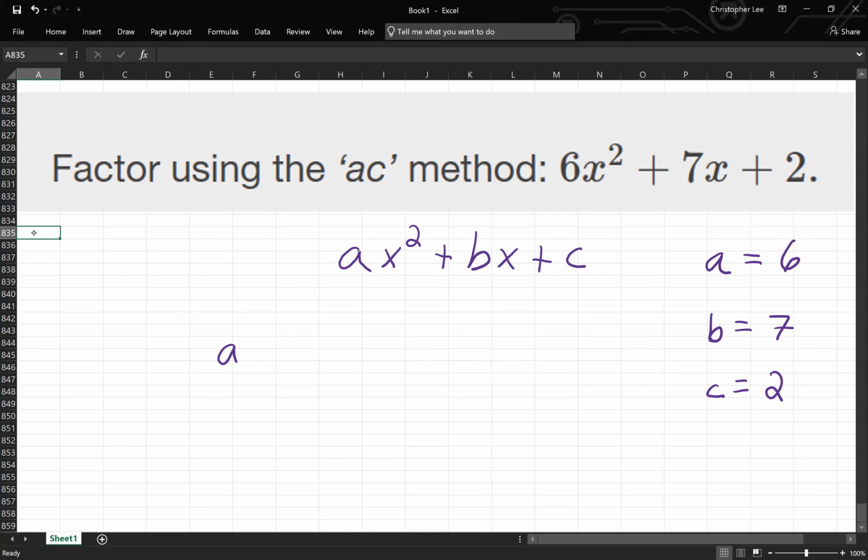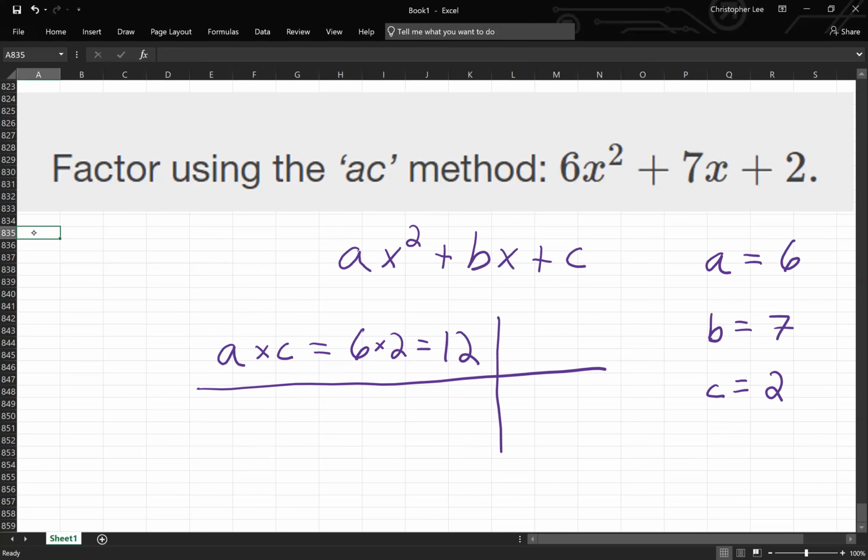So here's the AC method real quick. I'm going to take A, and I'm going to multiply that by C. That's going to give me what? 6 times 2, which is 12. And my B term here is 7, right? Now check this out. I want two numbers that when I multiply them together will give me a 12, but when I add them together will give me a 7. What do you guys think?